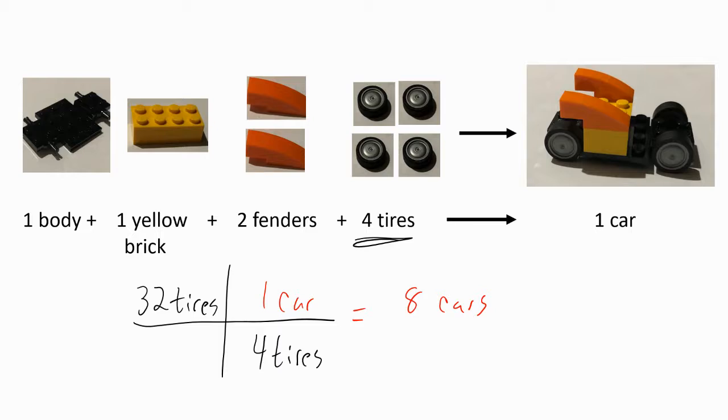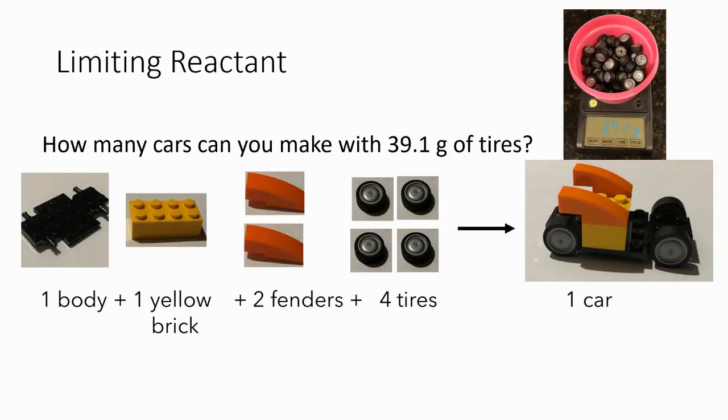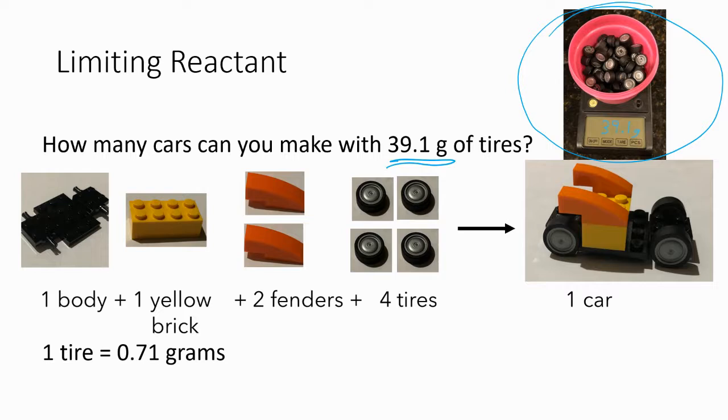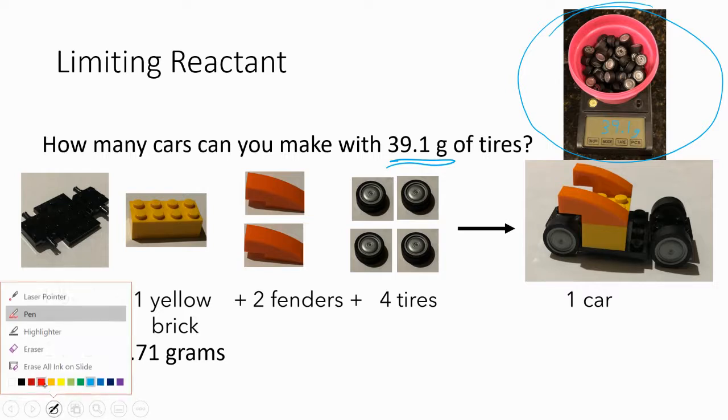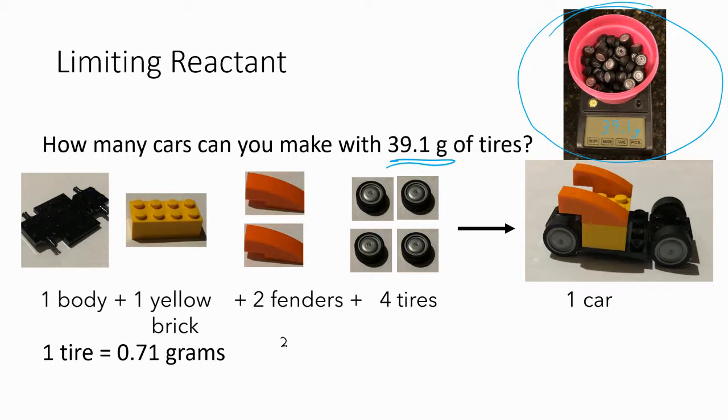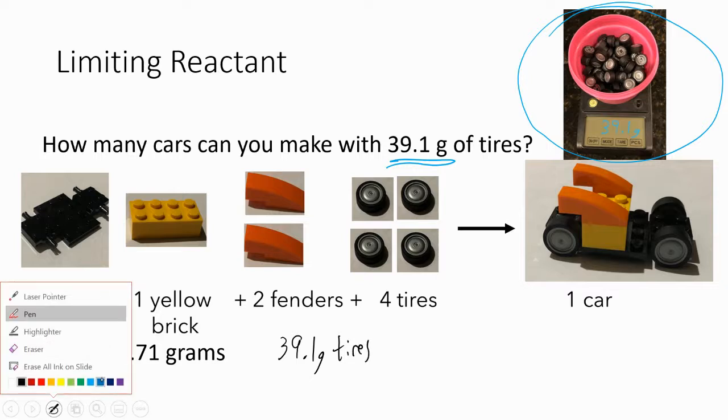Now, let's say you're in a situation where you have a lot of tires, like here, right? So you have a situation like up here where there's a whole lot of tires and you don't want to count those. So you just weigh them. And it turns out that you weigh them and you get 39.1 grams of tires. Now, does that mean you can't do this? No, that doesn't mean you can't do this. You can still do this. What you need then is to know how much a tire weighs, right? And if one tire weighs 0.71 grams, then you should be able to get from 39.1 grams of tires all the way to cars.